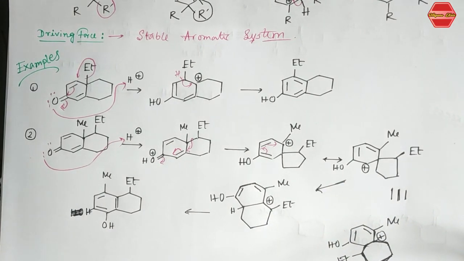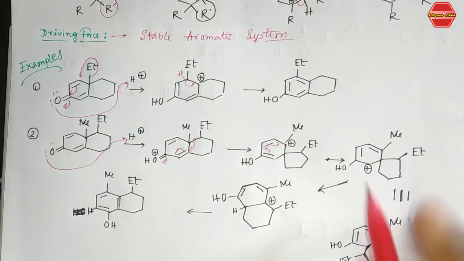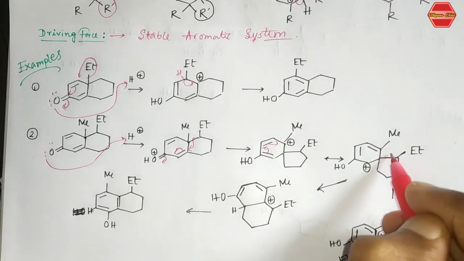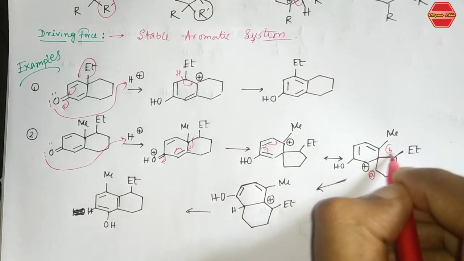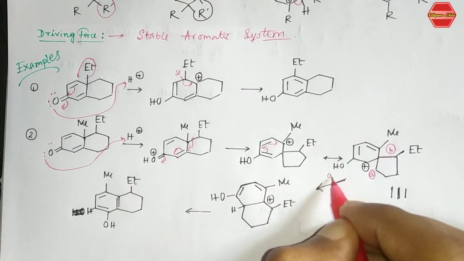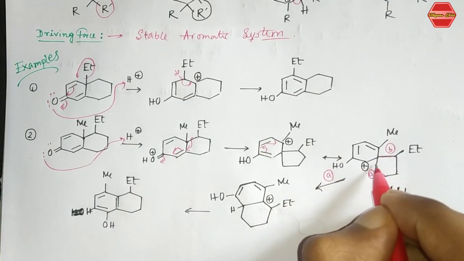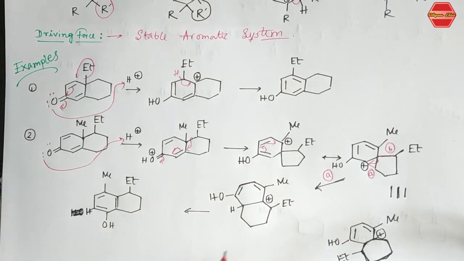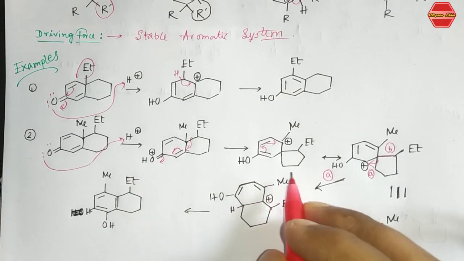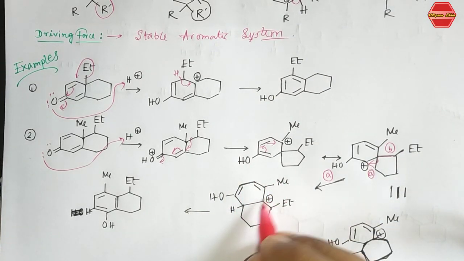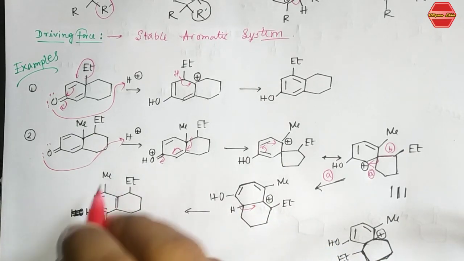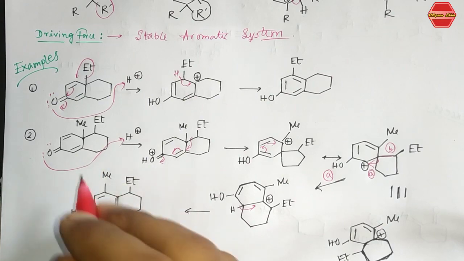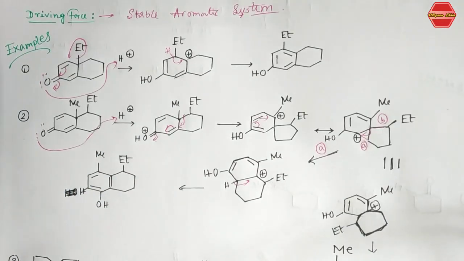Right, now the first possibility is that there are two bonds, which we can name A and B. If the A bond migrates, that is this bond migrates over here, you get this kind of product with the positive charge over here. Further, on removal of this H plus, you get this final, stable aromatic phenol derivative, right?